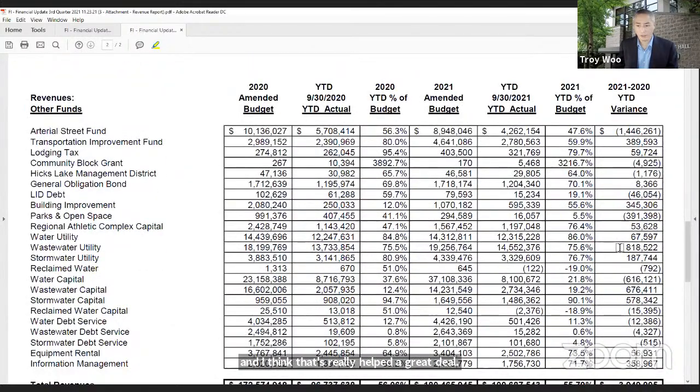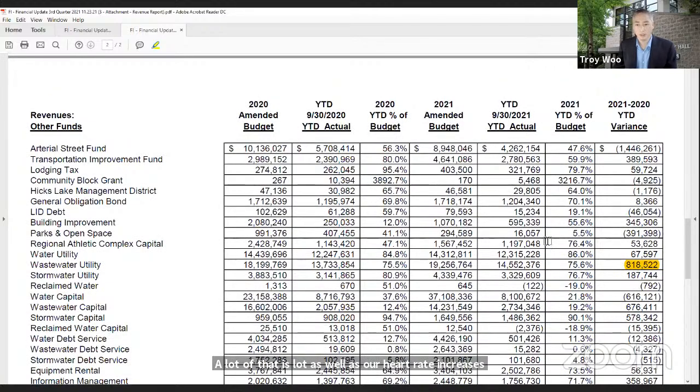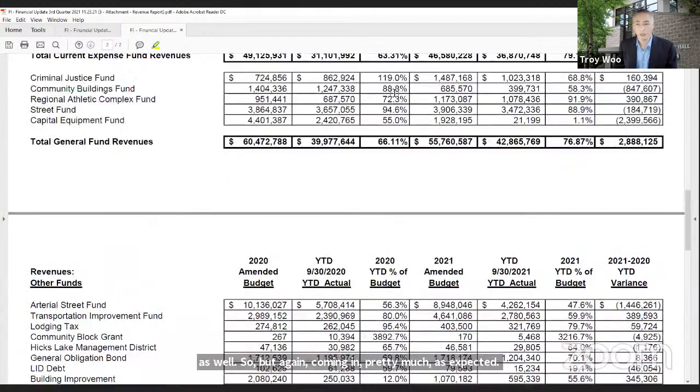Again, looking at utilities, coming in as expected. The biggest variance is in sewer. A lot of that is growth, as well as our rate increases. But again, coming in pretty much as expected in terms of revenues.